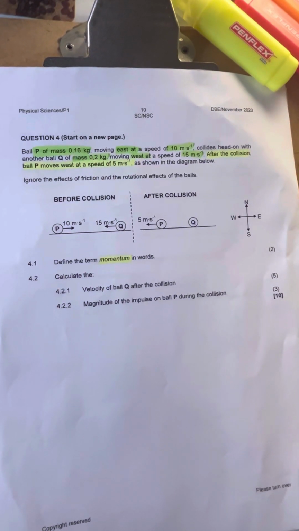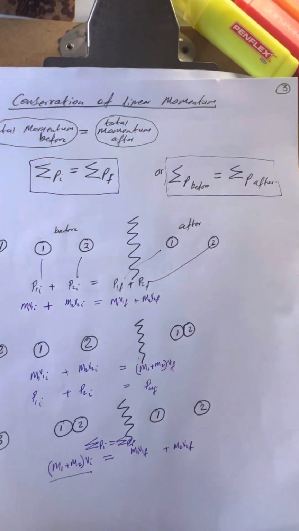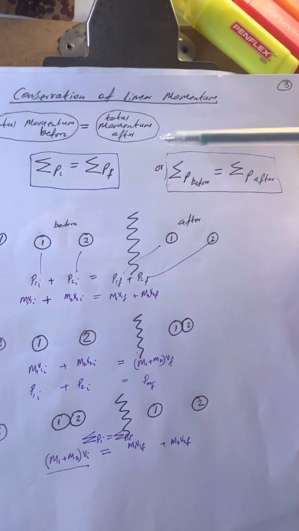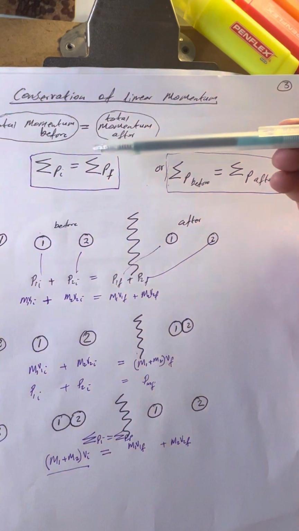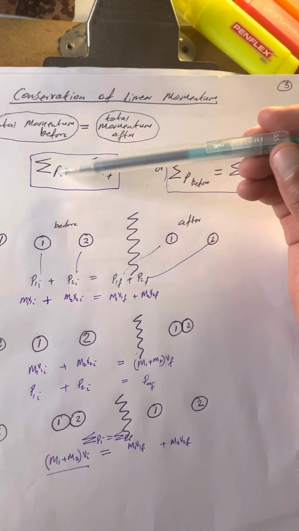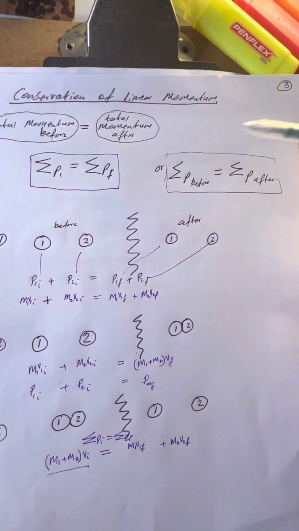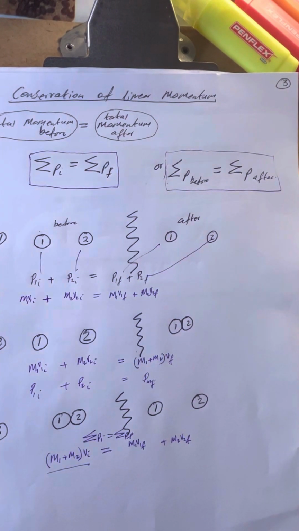Good day, grade 12s. Let us continue solving more problems on questions of conservation of linear momentum. Before we begin, remember that when you have two objects, you start your calculation by writing the sum of initial momentum equals the sum of final momentum, or you can write it as total momentum before equals total momentum after.